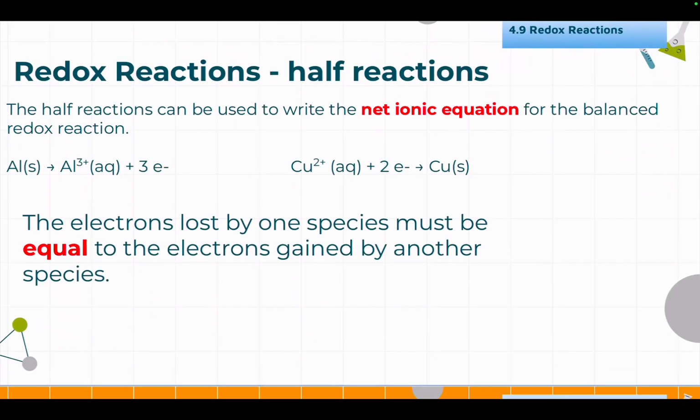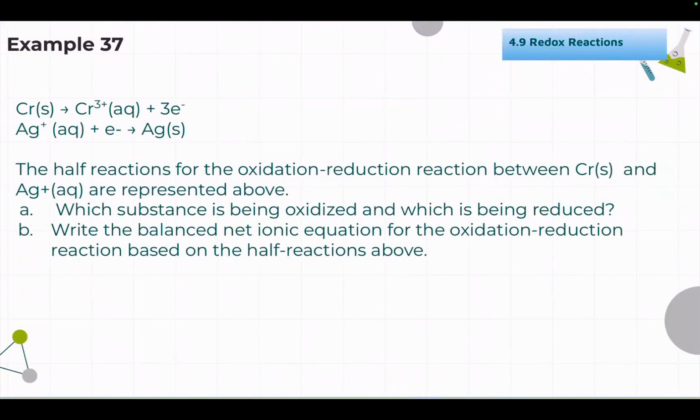The half reactions, like we just did, can be used to write the net ionic equation for the balanced redox. And like I was saying, the electrons that are lost by one species must be equal to how many are gained. So let's do a couple examples. Now we're being given the half reactions, and we're going to write the balanced net ionic equation.